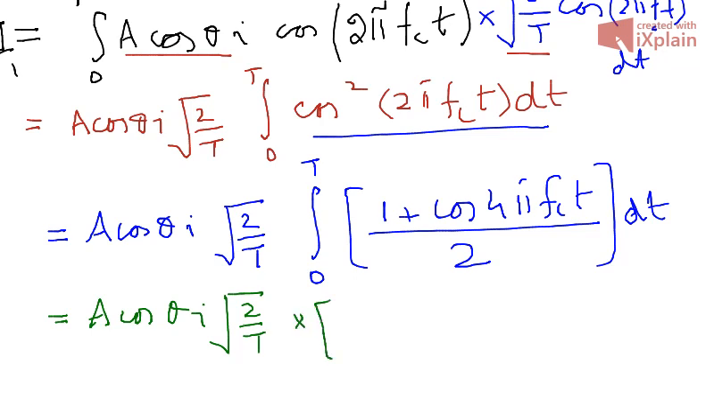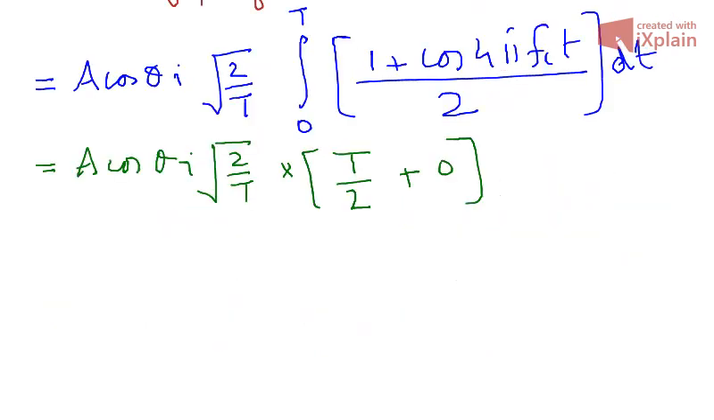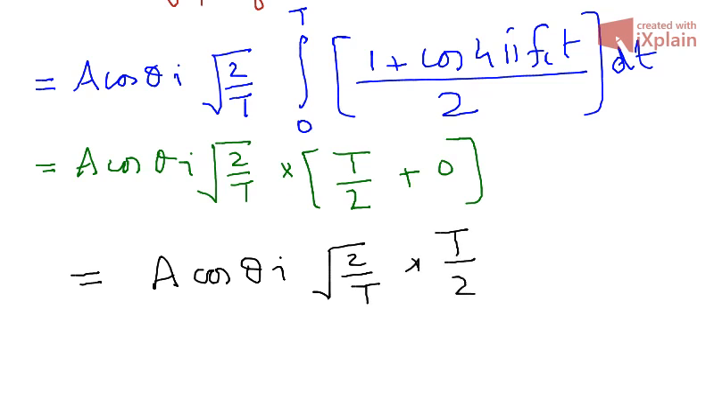you will get T over 2, right? And from the second integral you will get 0. Try to solve it, you will get these values. Now what do you get? This is a cos theta I, and you have under root 2 over T multiplied with T over 2.